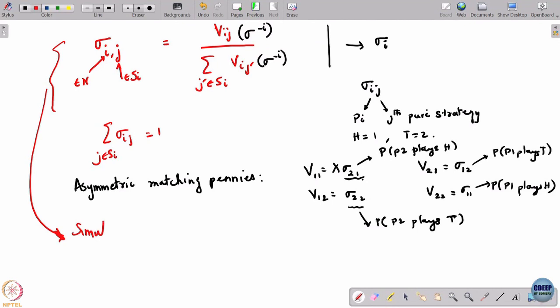That is what is called the Quantal response. The simultaneous solution of these equations gives rise to what is called a Quantal response equilibrium.